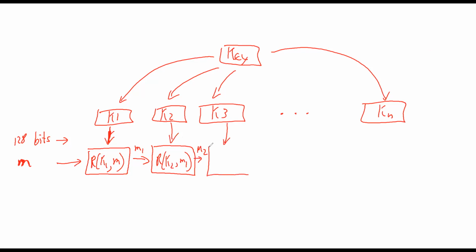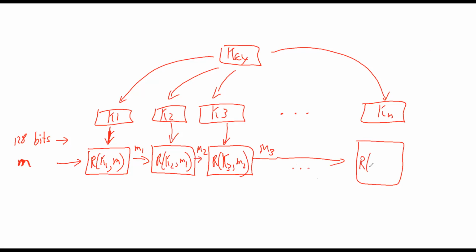And then once again you perform another round, K3, comma M2, and so on. The output of this is going to be M3, and this will continue, dot, dot, dot, until you get to the last round. In the last round, you're going to do R, K, N, and M, N minus 1, just to be consistent there. The key goes in, and the final output of that is going to be quite simply your cipher block.